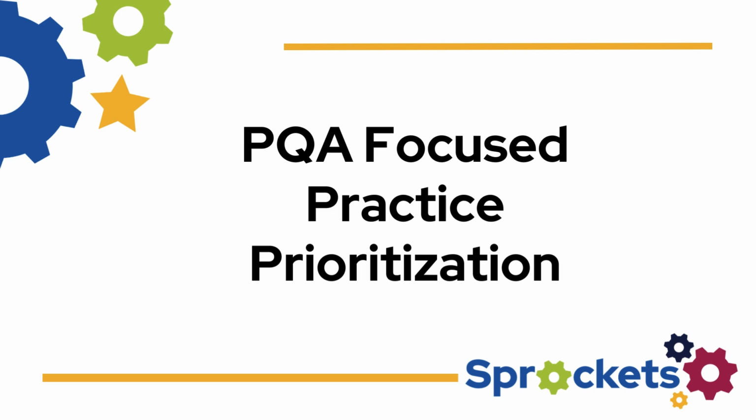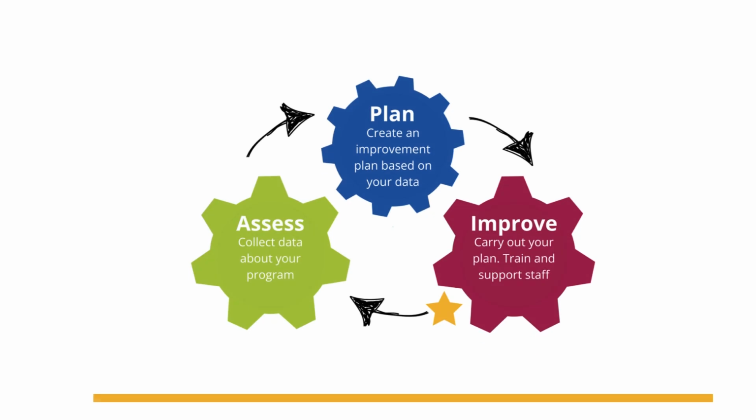In this video, we will walk through how to use the PQA Focused Practice Prioritization Sheet with your team to identify and focus on quality practices for the first part of your cycle. In our Assess, Plan, Improve cycle, teams usually start the fall with an internal observation, get an external observation, and then use the scores during the huddle phase to decide what to focus on for the rest of the year.